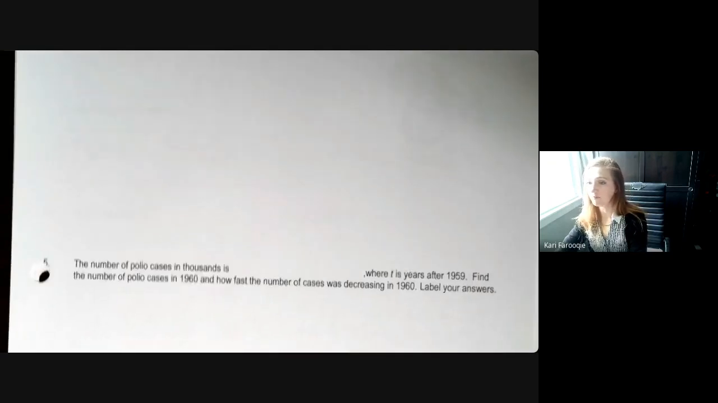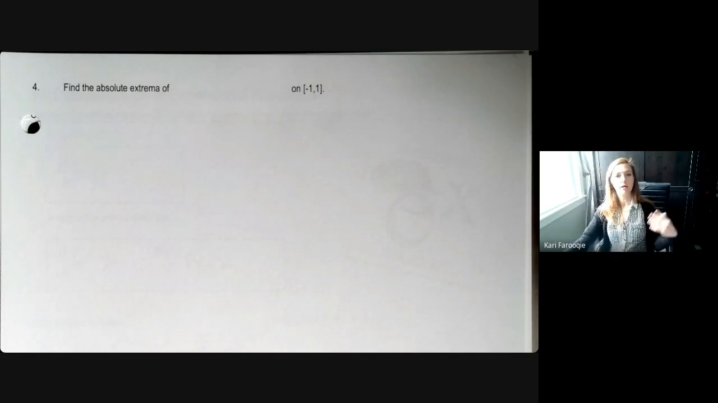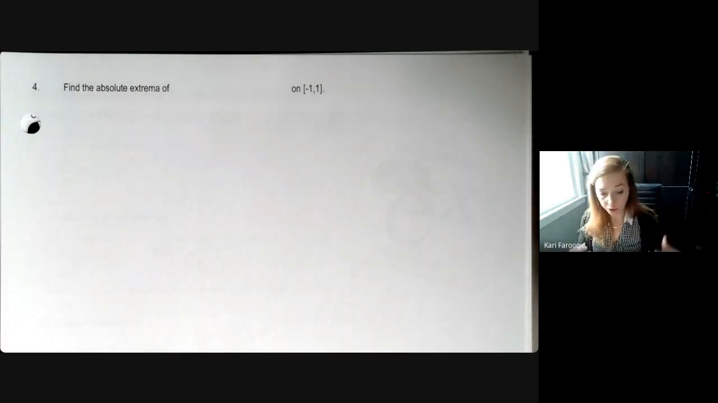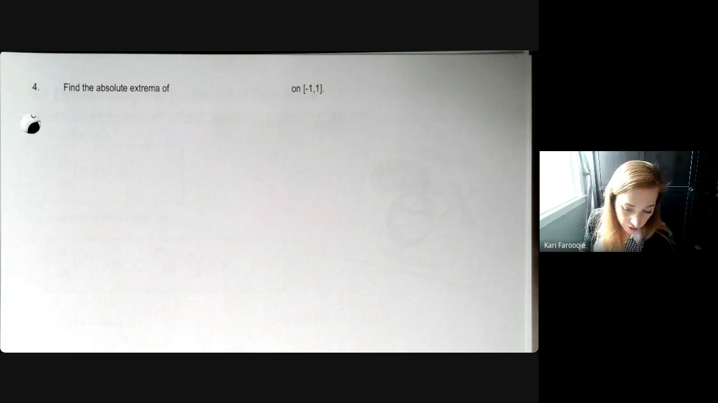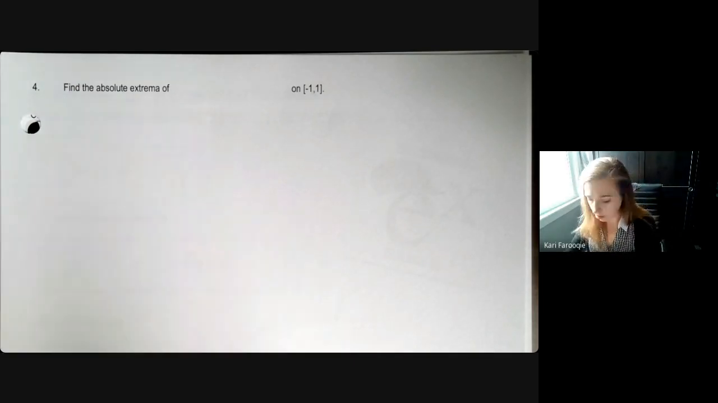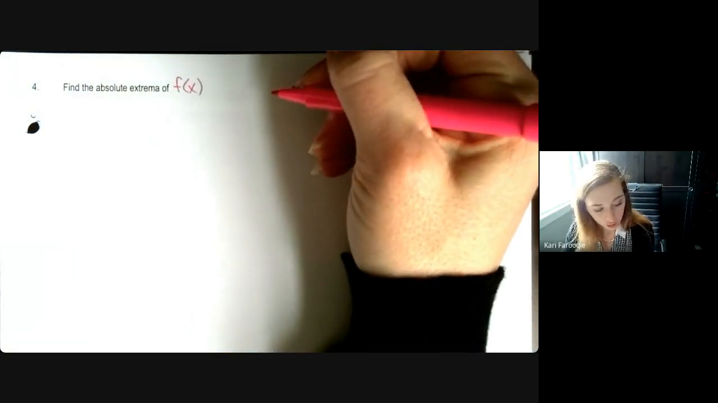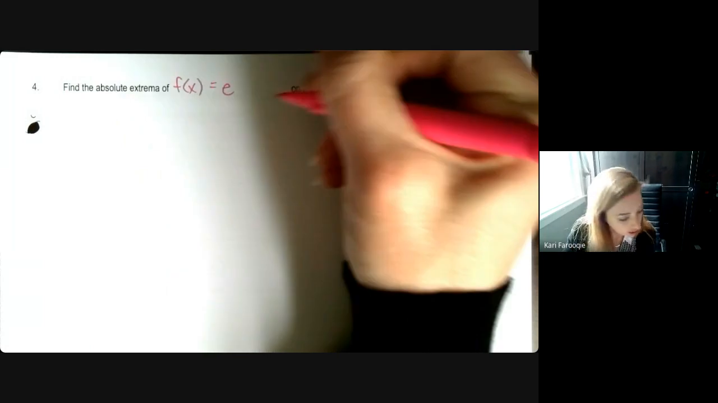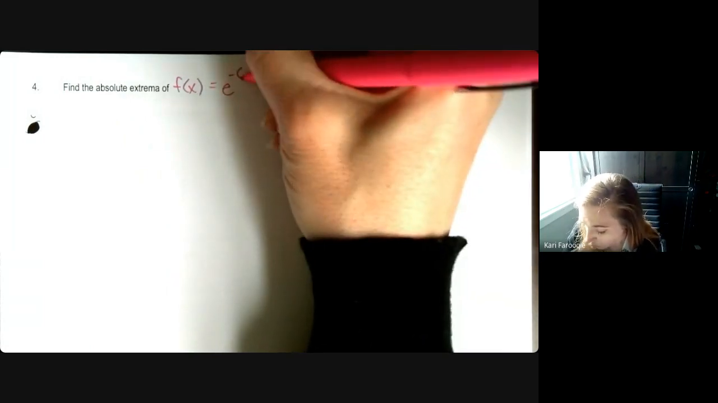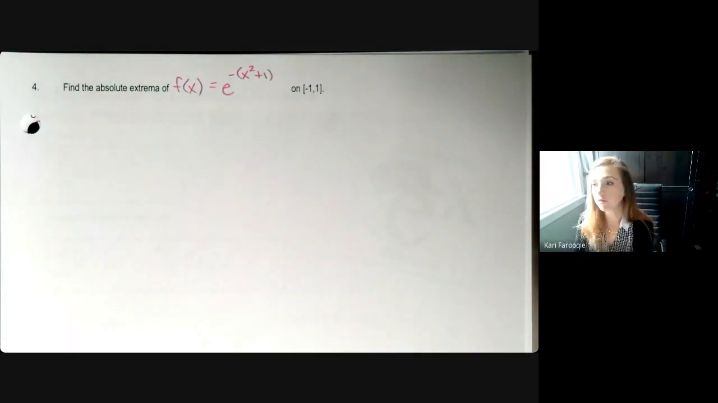Let us see. Find the absolute extrema. Remember, absolute extrema, we're talking about the absolute biggest and the absolute smallest values that are going to occur on an interval. Find the absolute extrema of f of x equals e to the negative quantity x squared plus 1 on the closed interval from -1 to 1.